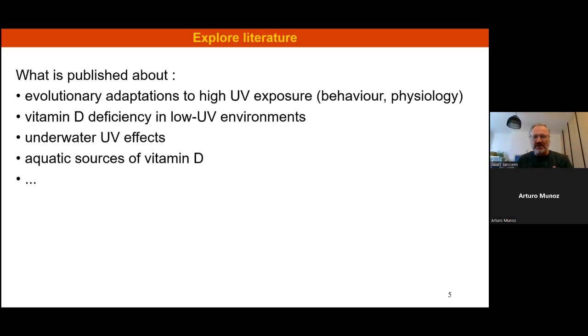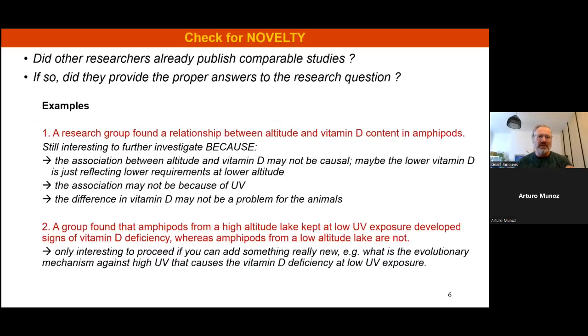And other topics. So you need to cover really all the different aspects so that if you come up with a proposal, something you might have to submit to a government or to a funding organism, that at least you know this is new and this is relevant. So you need to check for novelty.